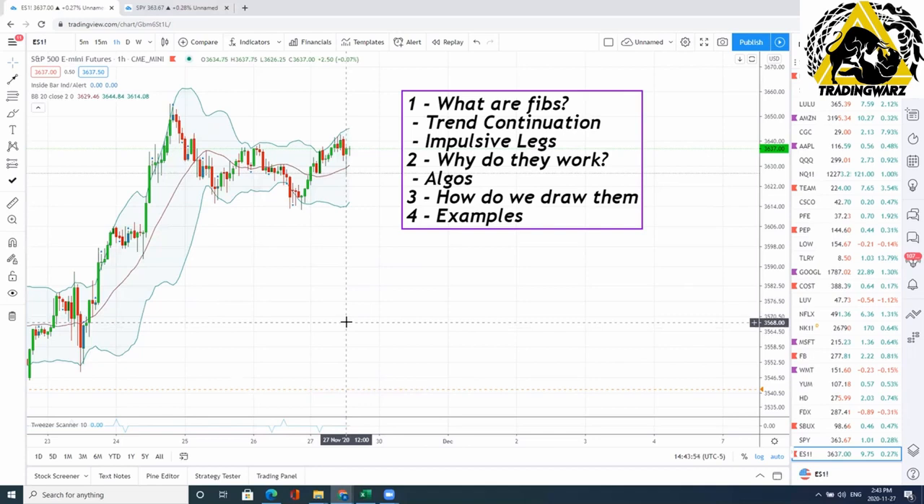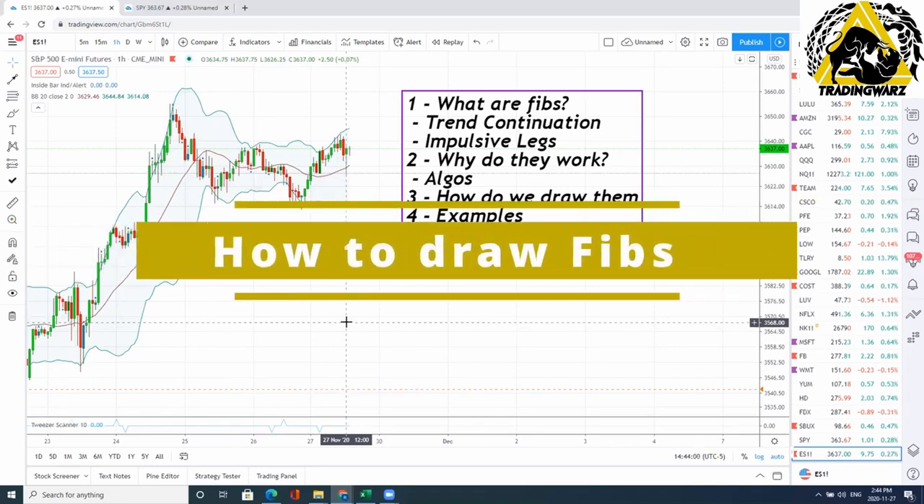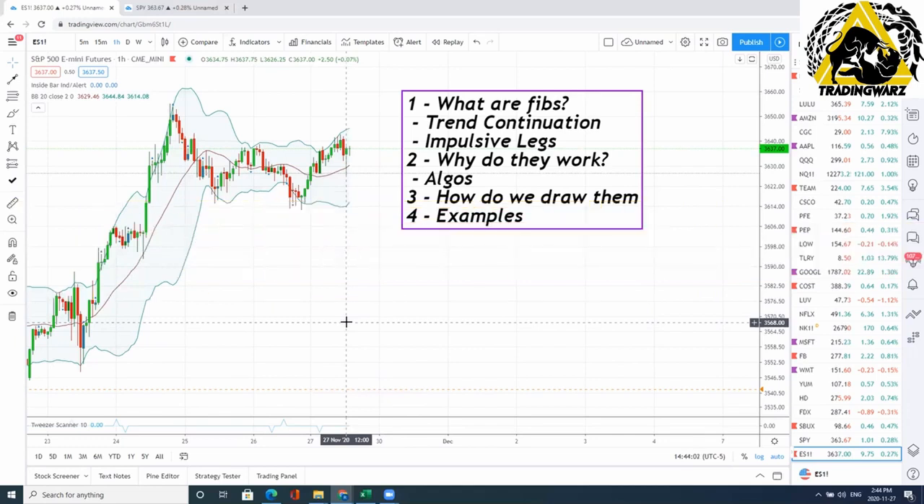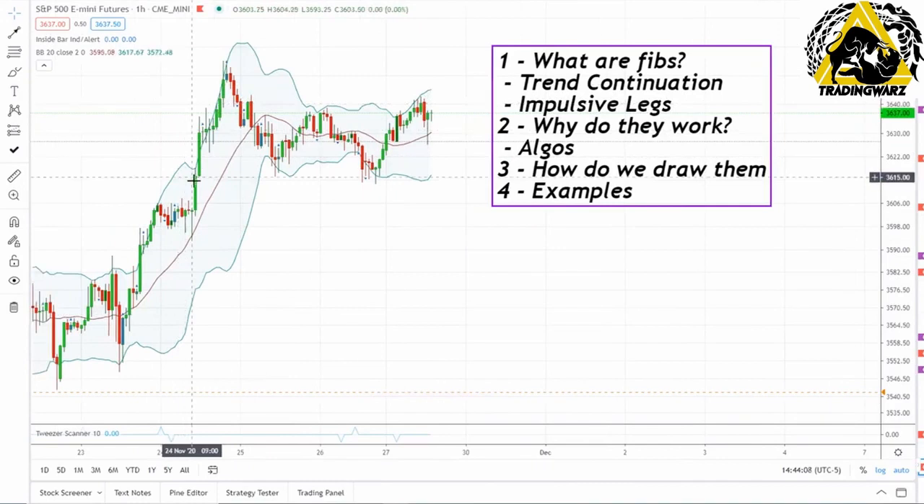Okay. So we talked about fibs being trend continuation. We talked about the impulsive legs. We talked about why they work. And now I'm going to draw a few examples, and I'm going to keep it short so that we can get to examples. So let's look at the short for the S&P 500 on the hourly chart recently. I like taking recent examples. I don't like doing hindsight things.